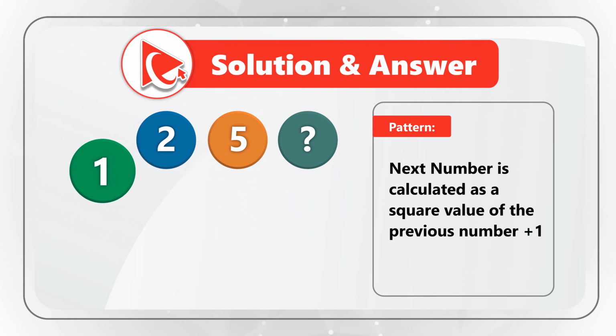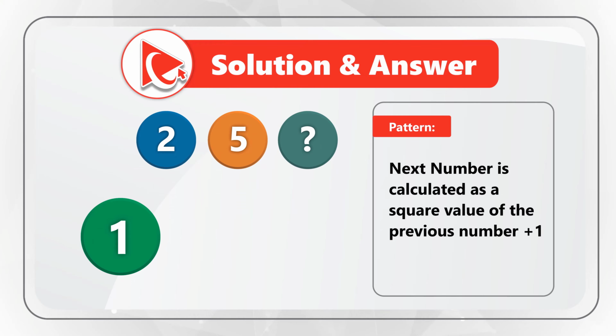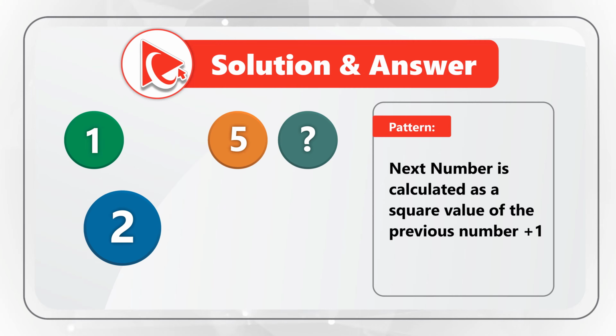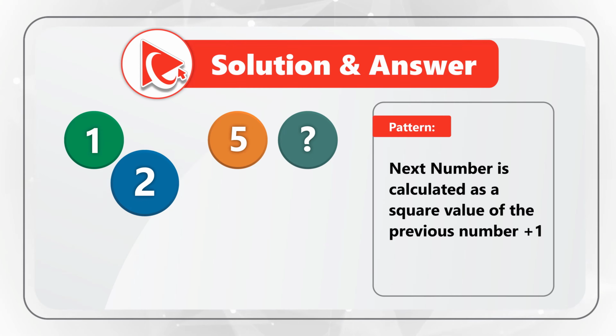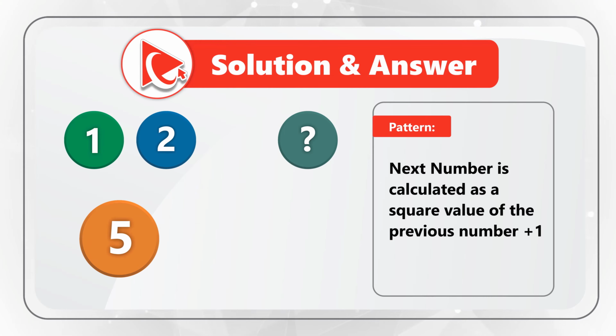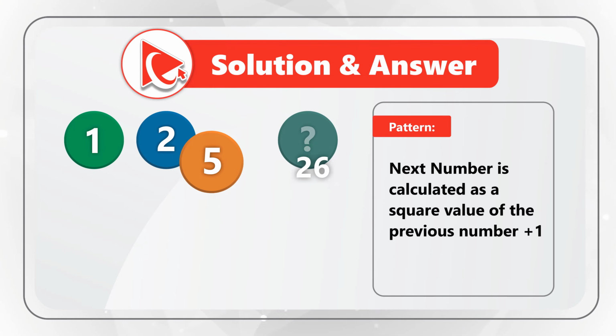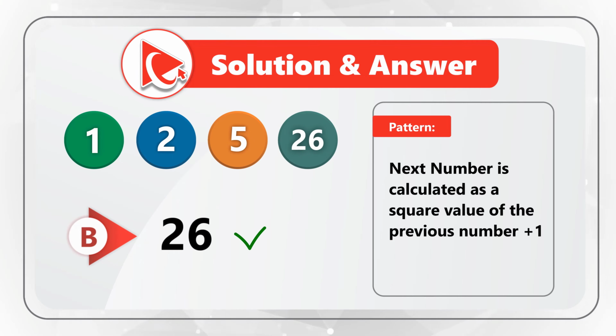Let's look at the example. The first number is given, which is 1. The second number is calculated as 1 square plus 1 and equals 2. The third number is calculated as 2 square plus 1 and equals 5, which means that the missing number is calculated as 5 square, which would be equal to 25, plus 1, which would be equal to 26. So the correct answer here is choice B, 26.